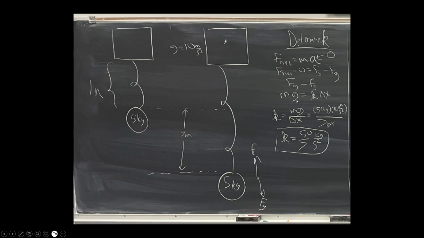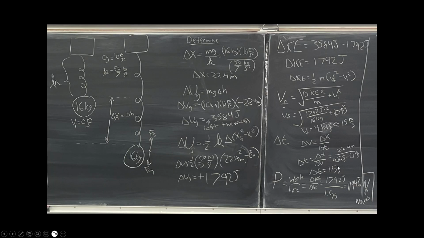We already have 3 of these parameters, so our spring constant k is mg divided by delta x, or 5 kilograms times 10 meters per second squared, divided by our displacement of 7 meters. And that comes out to 50 over 7 kilograms per second squared. We just found the spring constant for that spring.